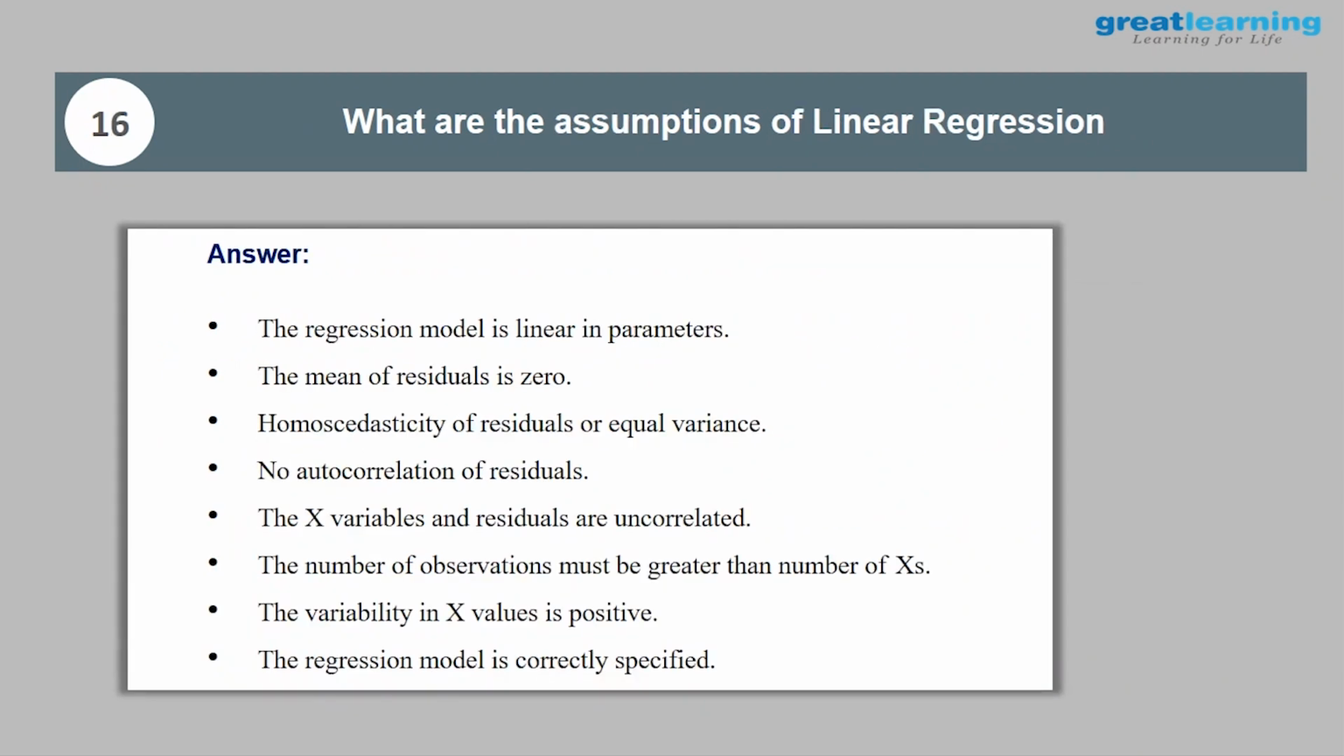Now let's have a look at what are the assumptions of linear regression. This is one of the most asked questions for an interviewer. So what are the assumptions we have for linear regression? The regression model is linear in parameters. The mean of residuals is 0. Homoscedasticity of residuals or equal variance. No autocorrelation of residuals. The x variables and the residuals are uncorrelated. The number of observations must be greater than the number of x variables. The variability in x values is positive. The regression model is correctly specified. So these are the assumptions we need to take when we go for the linear regression technique.